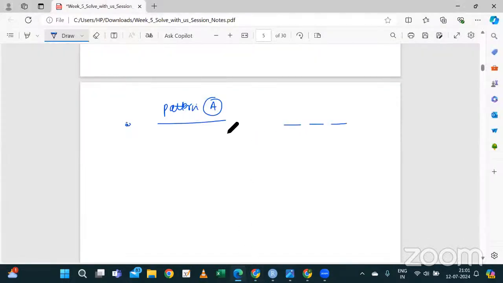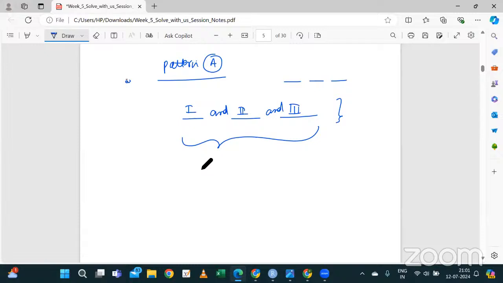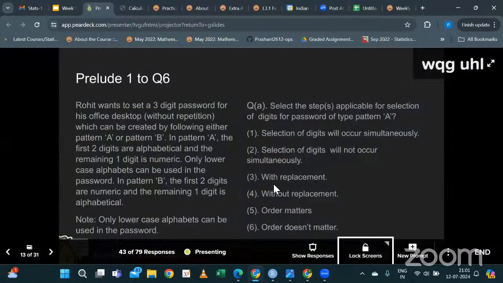Here this is the simultaneous part. Simultaneous means we have to consider this whole case: for the first place and for the second place and for the third place. The condition is that the first two are alphabetical, and it is mentioned we have to use lower case. It is also mentioned it's without replacement in the question. So option 1, option 4 is correct.